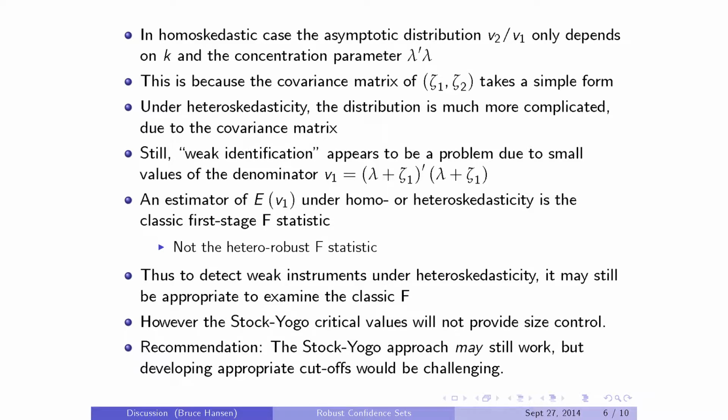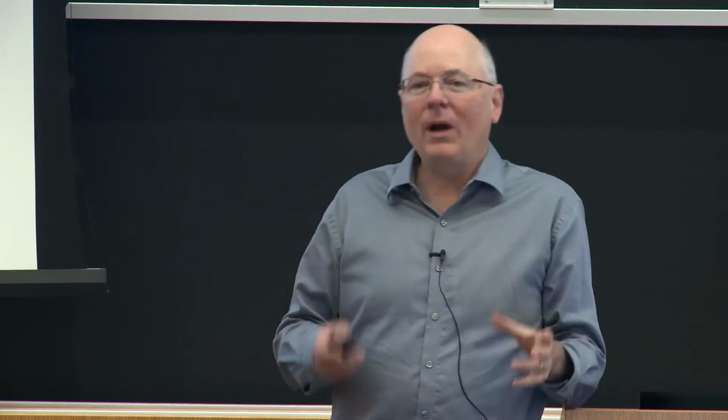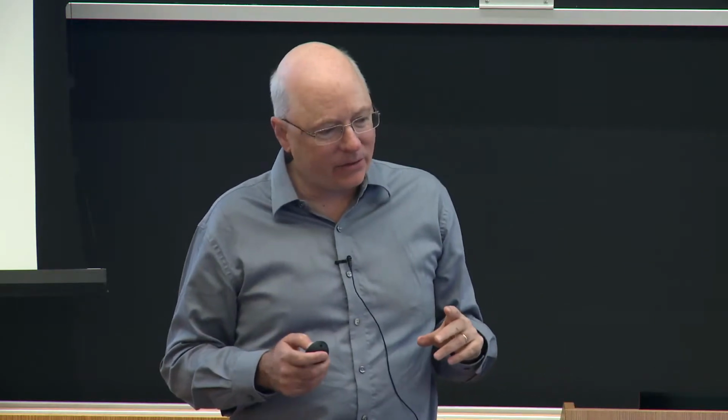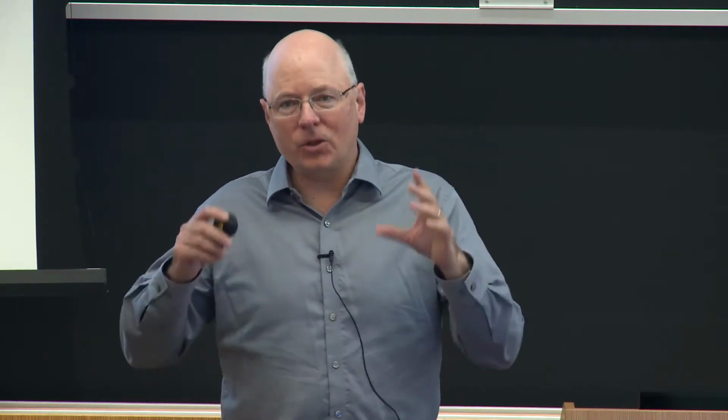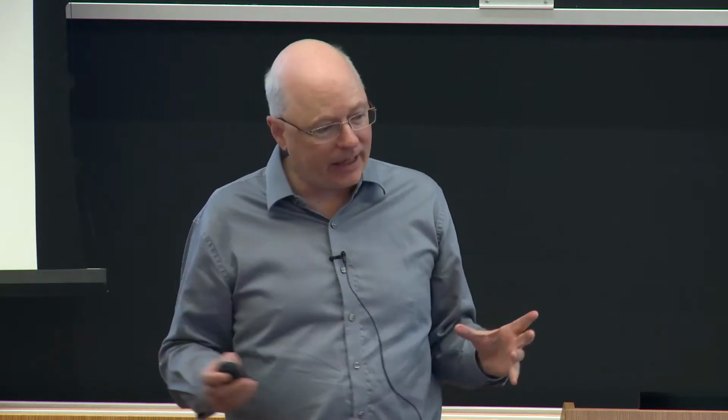Now, I spent some time mulling in my mind what is the generalization, but I was unable to figure it out in the time I spent thinking about it. I'd like someone to figure it out. So I think one right way to do this would be to ask the question, what would be the correct Stock-Yogo critical values under heteroskedasticity? Could we figure that out?